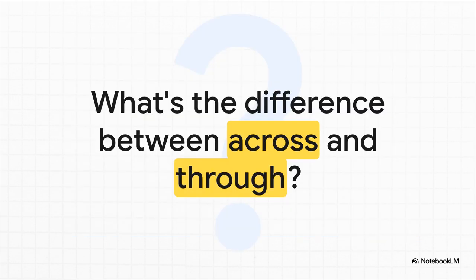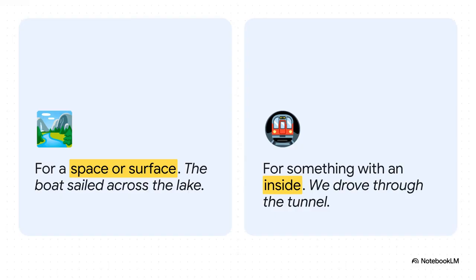Okay, now for a classic. This is a big one that trips up so many people. So what is the real difference between moving across something and moving through it? Here's the simple rule, and it's a game changer. You use across when you're talking about moving over a surface, like a lake or a field, but you use through when you're moving inside something that's enclosed, like a tunnel or a forest. Just remember that, surface versus inside.